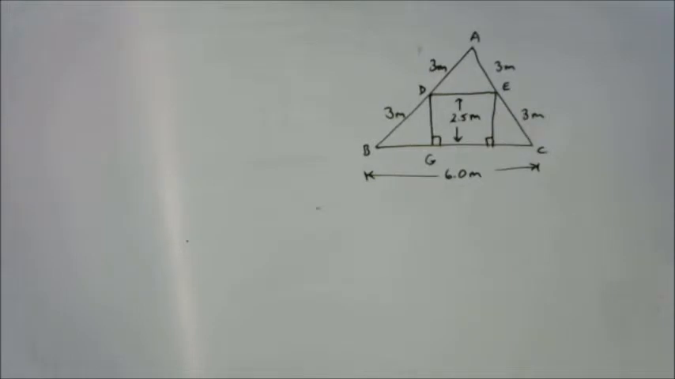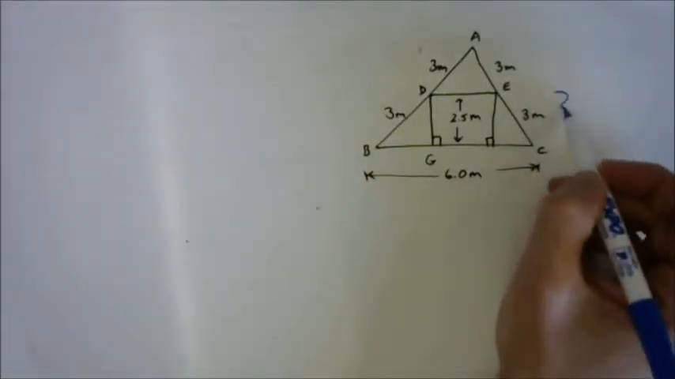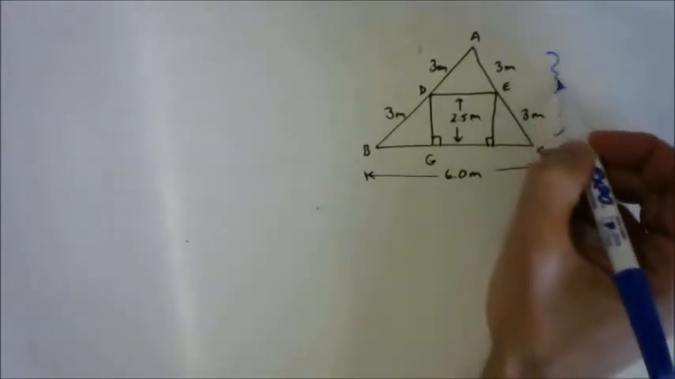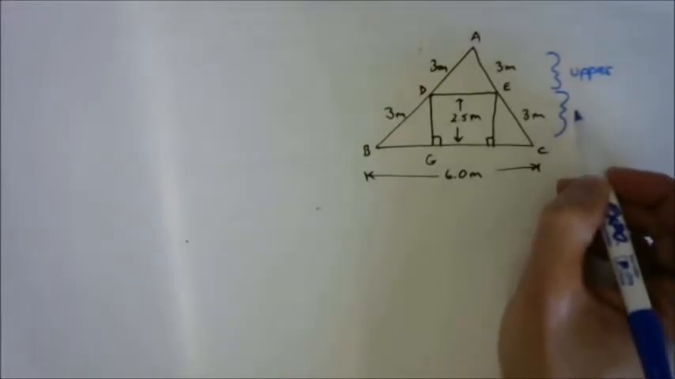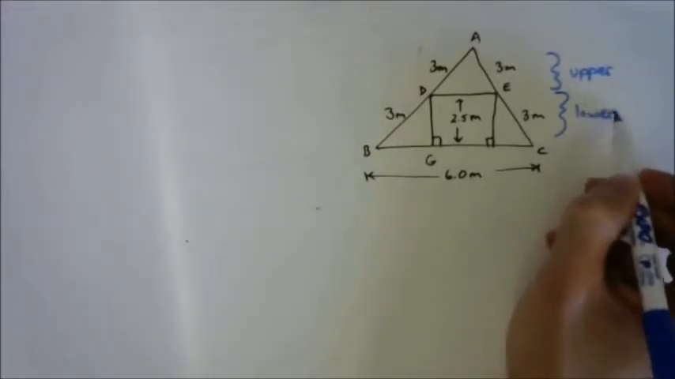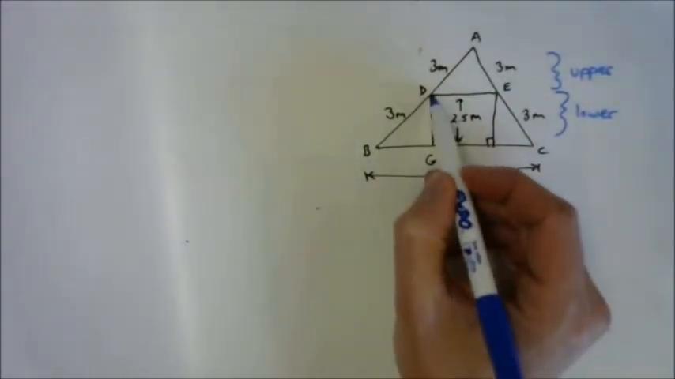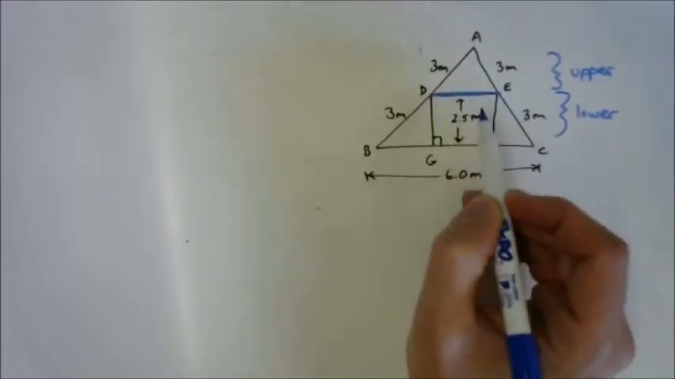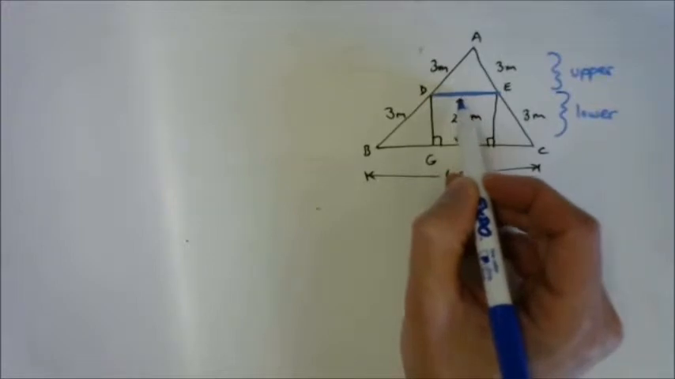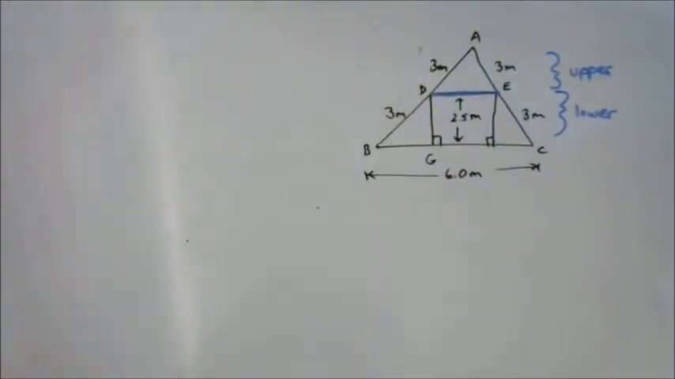So what are we finding? The width of the upper room. So you have a lower room, ground floor, and upper room. What are we officially finding? We're finding the length of DE. That's the floor of the upper room.